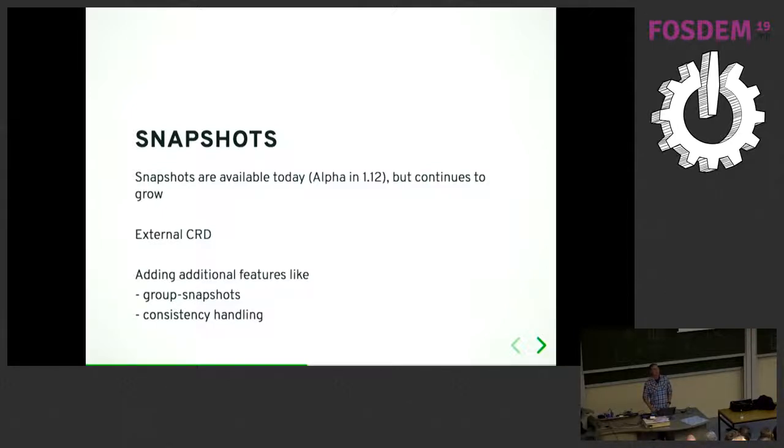So some of the things that are currently going on there are adding additional features like group snapshots. So actually having a group of volumes defined and snapshotting them all simultaneously. And then with that along goes consistency handling. So again, we're back to the whole deal of being able to freeze applications, quiesce file systems, and things like that, and take point-in-time snapshots.